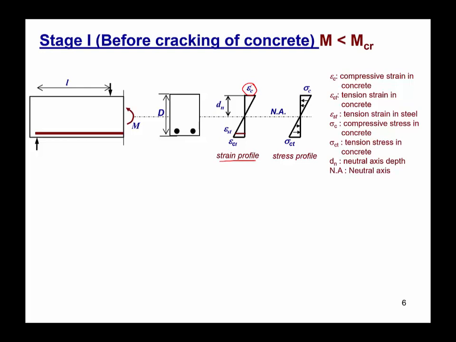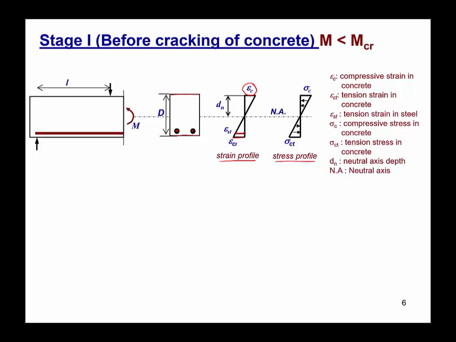Epsilon c here denotes the strain at the topmost fiber in the concrete beam, which is in compression, and the bottom part is in tension. So epsilon ct is the tensile strain in concrete at the bottommost fiber here, and epsilon s denotes the strain in the steel at this point. And we assume that the steel is perfectly bonded with the concrete, so the strain in the concrete and the steel are the same at the same point.